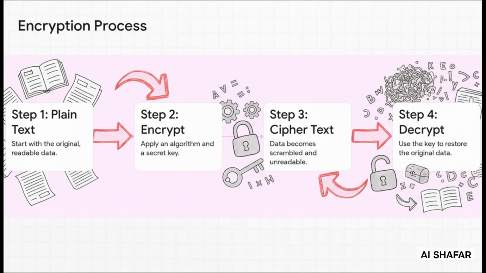So you can think of your data's journey as a little round trip with 4 steps. First, you've got your original data, the plain text. Then you apply a special math formula, an algorithm, plus that secret key. Poof, your data is now scrambled into ciphertext. And finally, to get it back, you just use that exact same key to unlock it, and it's back to plain text, good as new.